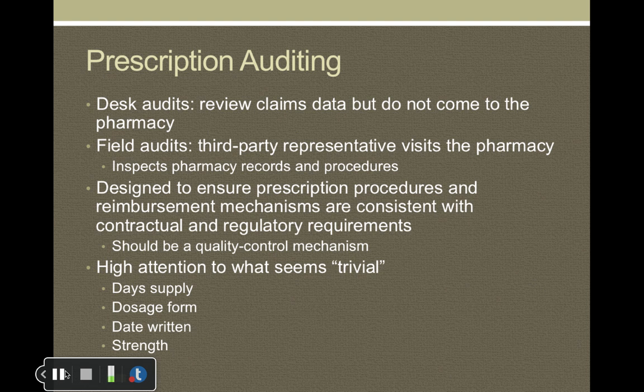So I always encourage students to pay high attention to what seems trivial. So days supply. So if you have, again, a tube of 80-gram hydrocortisone and you put a 14-day supply, they're probably going to either say you should have filled it with a smaller tube or that you should have had a larger day supply. Making sure you use the right dosage form. So if a product is written for an ointment and you fill for a cream, that's something that they can easily target for an audit. Date written, making sure that that's correct, it's not a day off, as well as strength. If a prescription doesn't have a listed strength, unless it's available in only one strength, you should always call and verify, even if the patient's been on it before.